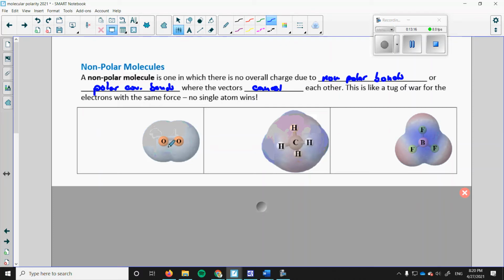So let's take a look at oxygen over here. We look at the electronegativity here. You're going to have 3.4 and 3.4. So the difference in electronegativity is 0. There's perfect sharing here. There's no unevenness of the charge distribution. So we see this is a nonpolar molecule. There's simply no charges in here.